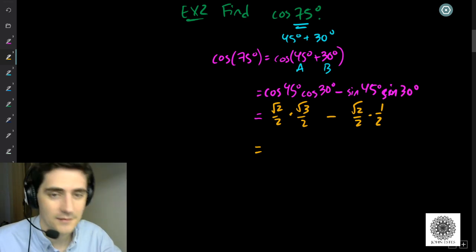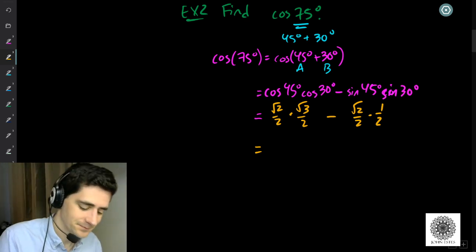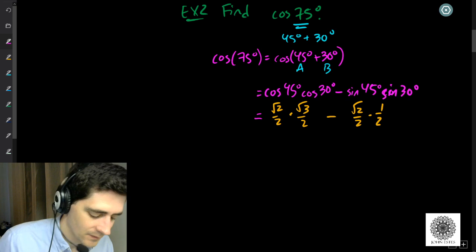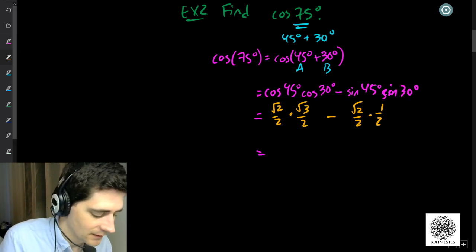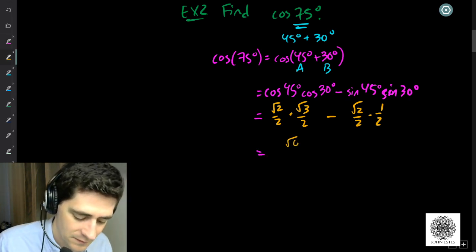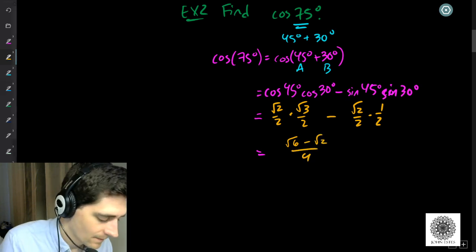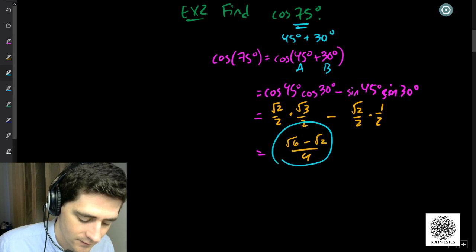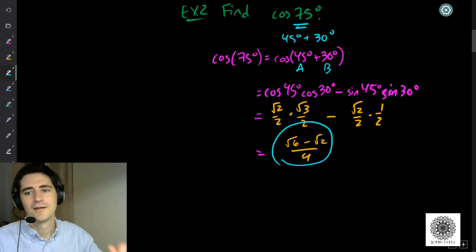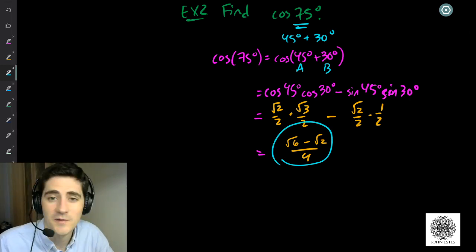And notice that those are actually the same numbers we dealt with last time. So I know when I multiply these out, I'm going to get root 6 minus square root of 2 all over 4. And there is my solution. There it is. I hope these make sense.